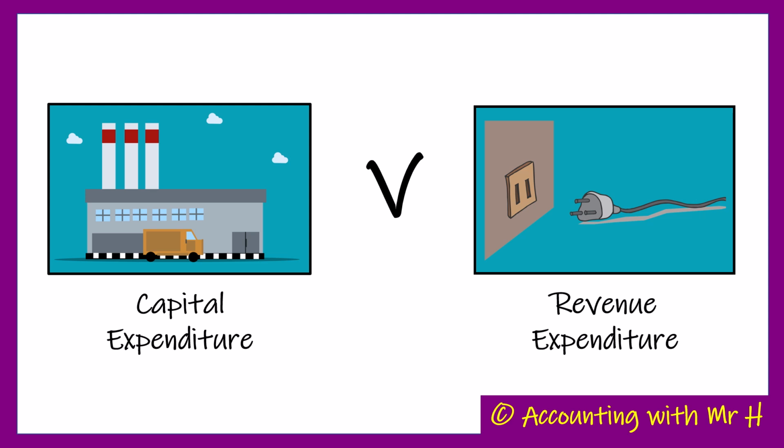And again, capital income, just like capital expenditure, affects items in the statement of financial position, such as the cash or the bank figures. Revenue income might be something like rent received that we saw in the last ledger account question that we did. So this can be the main revenue of a business, the sales revenue, but it's also other little bits of incidental revenue.